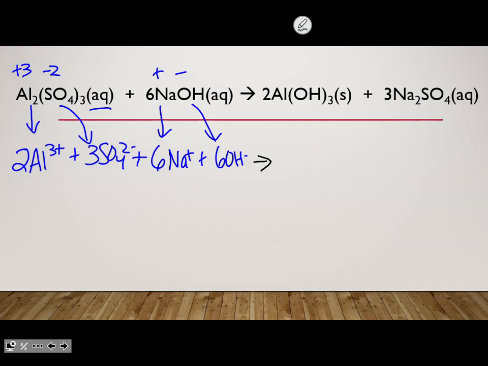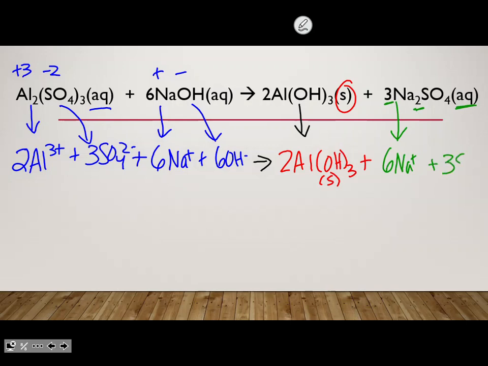Over here to the other side. This one stays the same because it is a solid. We leave it alone. 2Al(OH)3(s). And we break apart this last one over here. So we end up with 6 sodiums because 3 times the 2 here gives us 6, plus 3 sulfates.